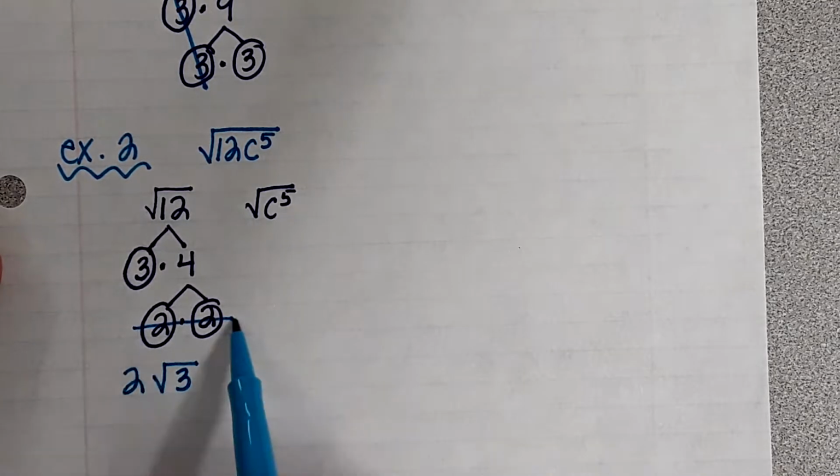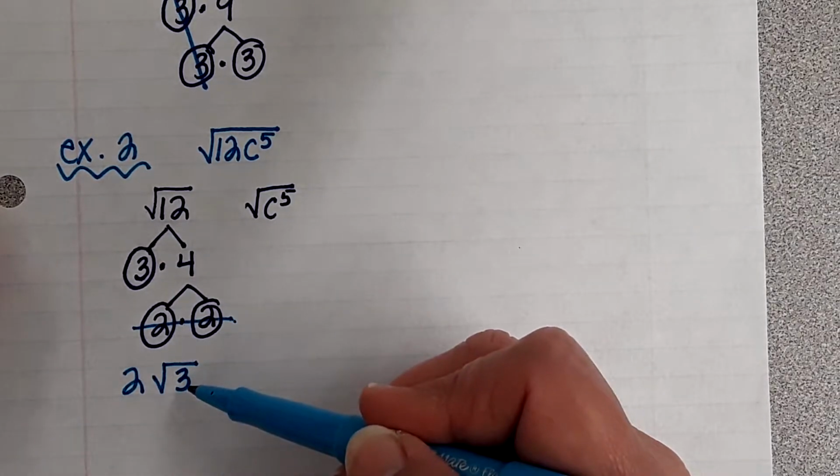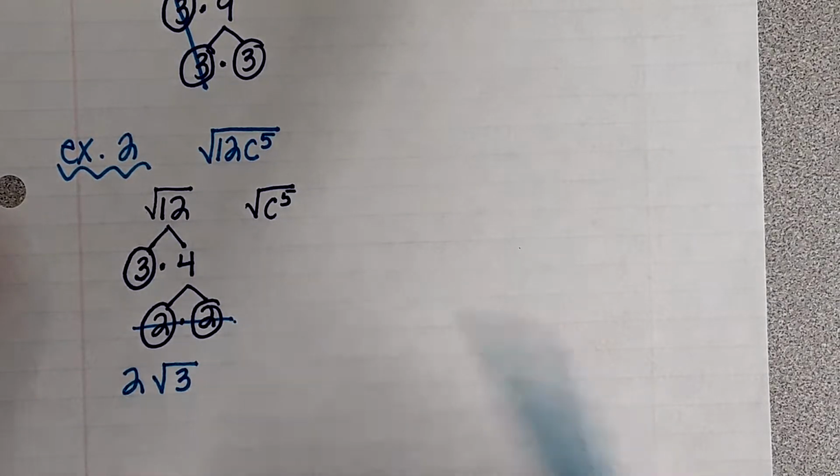So you guys, I crossed out the 2. That's why I put it in front. The 3 was left over. That's why it's in the radical.